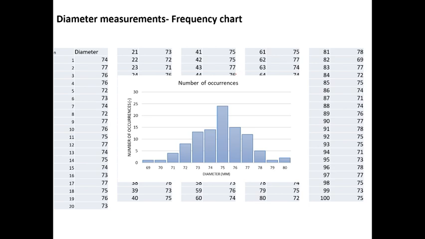If you remember, we had the frequency chart in our previous slides, and for that frequency chart we plotted the histogram, sorry, the number of occurrences. How many times does each number appear? For example, 69 appears once, and then 70 appears once, 71 appears 4 times. So we had this frequency chart.